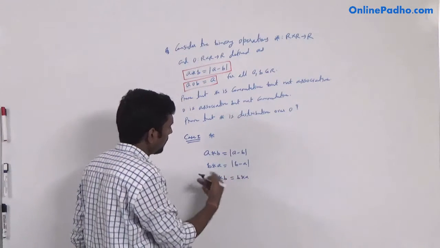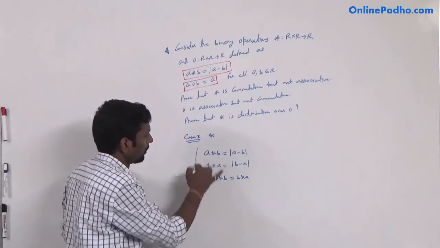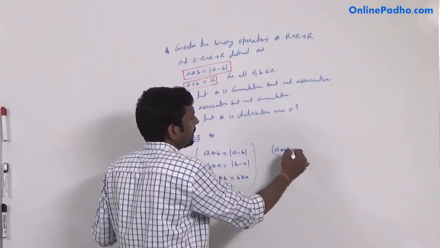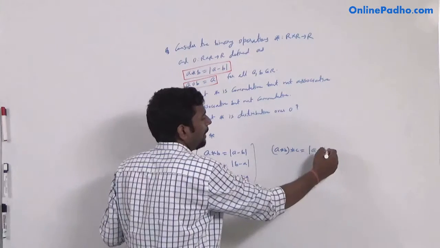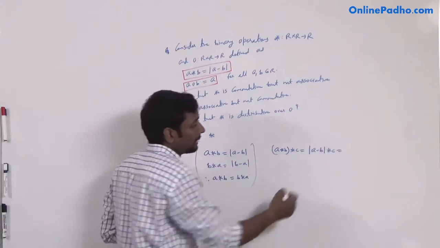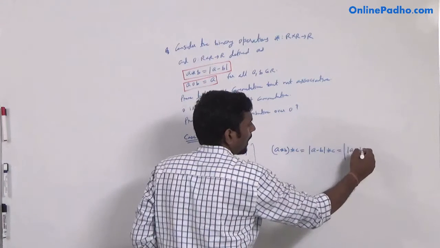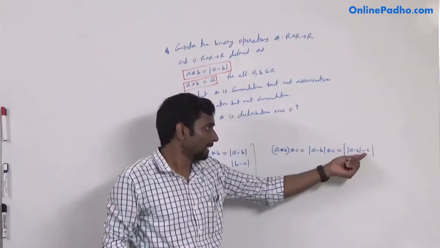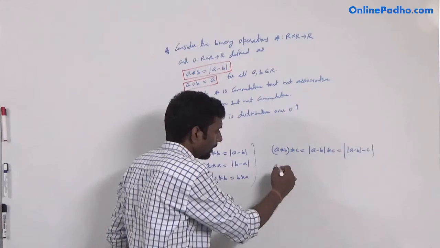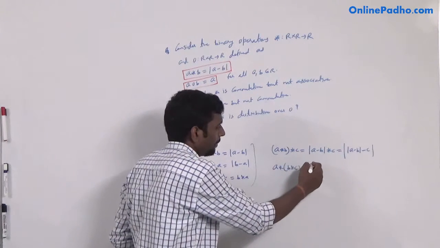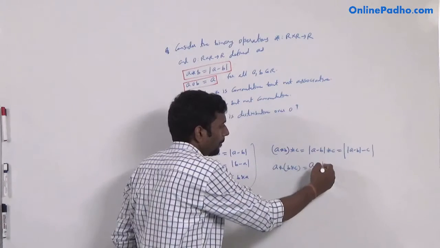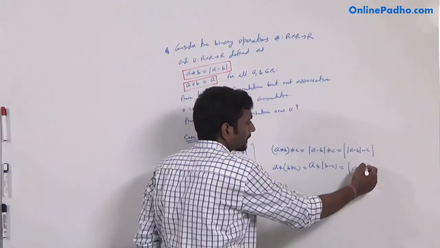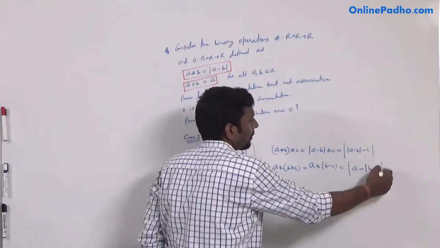Commutative law is applicable. This is commutativity. Now for associative law, (A star B) star C can be written as mod A minus B, star C. Now this can be written as mod of mod A minus B, minus C, right? This is a positive value, minus C. And to find A star (B star C), it can be written as A star mod B minus C. And what is the meaning of A star mod B minus C? Mod of A minus mod B minus C.